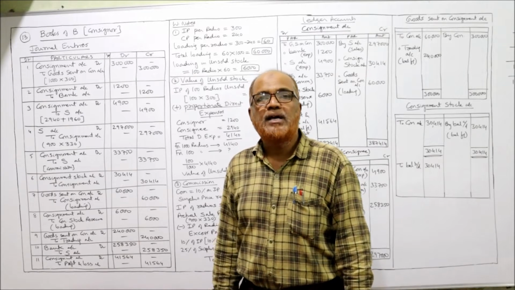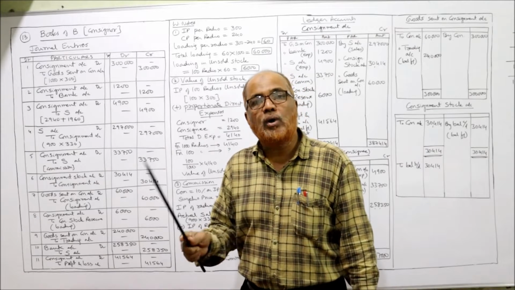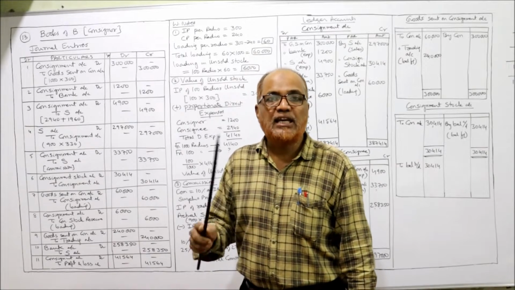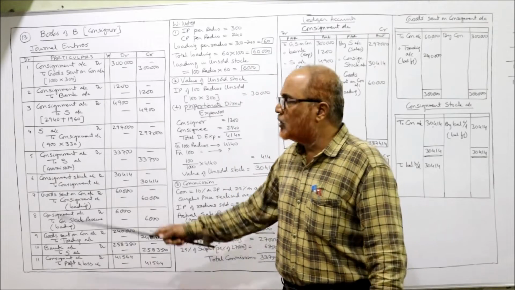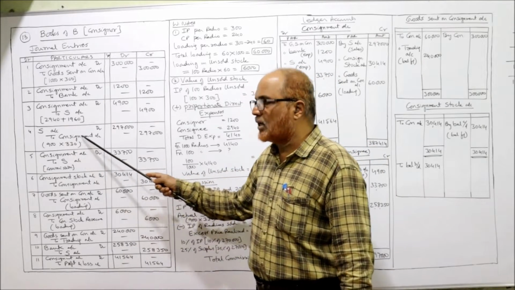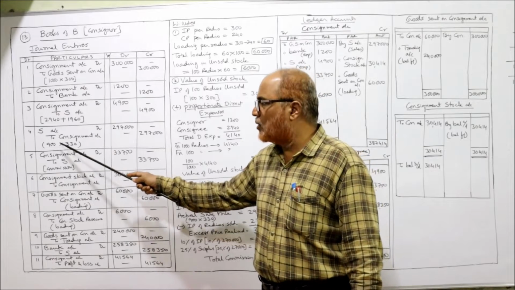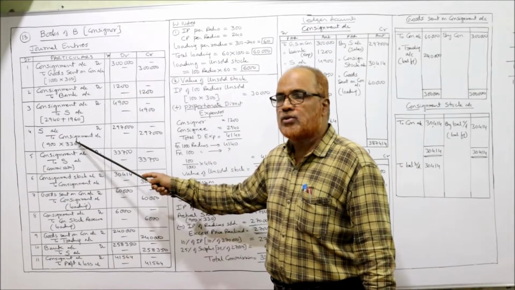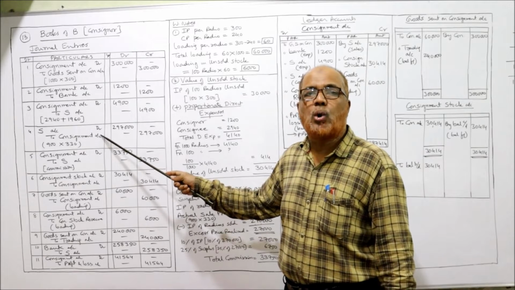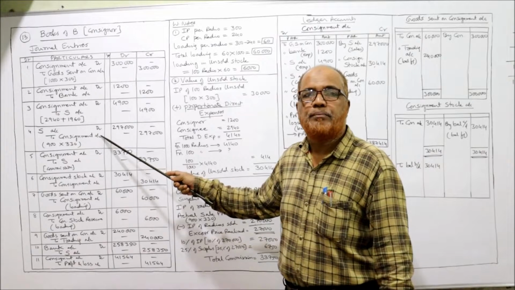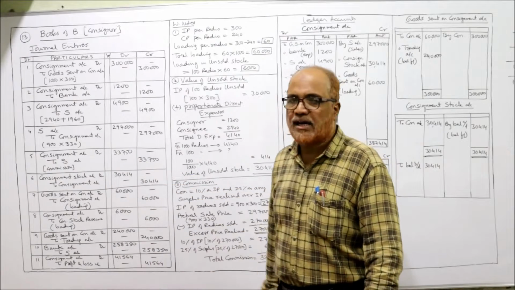The entry will be S account debtor to consignment. Who is the consignee? S. So the entry will be S account debtor to consignment, 900 radios into 330 each. So it comes to 2,97,000. Being the radios sold by consignee.